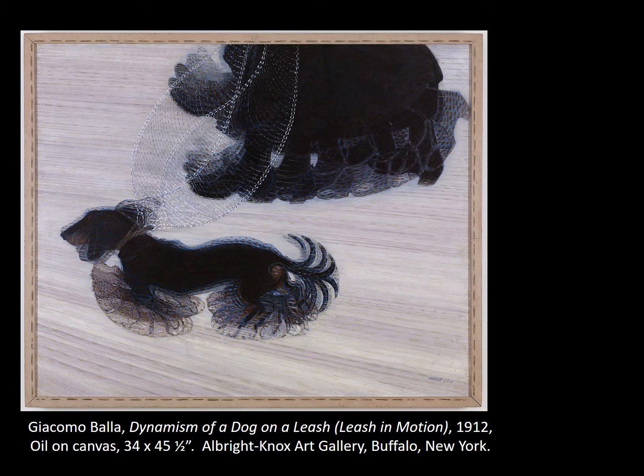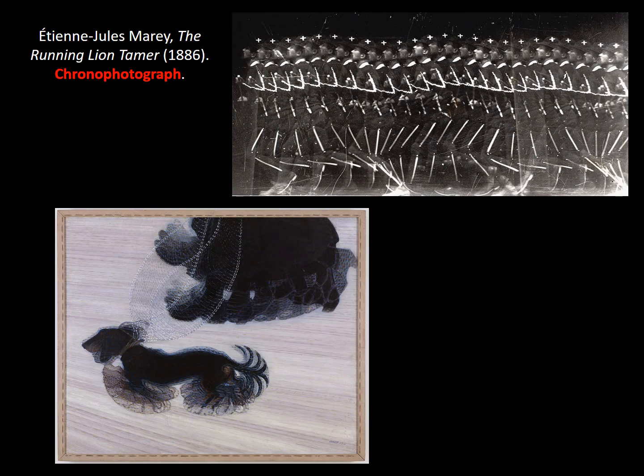Now, we can relate the Dynamism of a Dog on a Leash to advances in photography. And actually, if we go back to photography at the end of the 19th century, the works that really come to mind are the works of Etienne-Jules Marey and of Eadweard Muybridge. And they both sort of pioneer what was called the chronophotograph. And the chronophotograph was a technique where multiple photographs were taken in rapid succession so that you could capture movement.